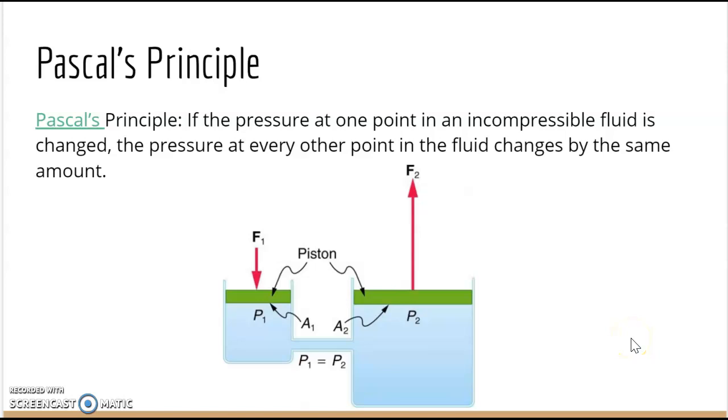All right, so it'd be remiss for me to introduce fluids and hydrostatics without mentioning Pascal's principle. What this principle says is that if we have an incompressible fluid, let's say an example would be a liquid, if the pressure at one point is changed, then the pressure at every other point in the fluid changes by the same amount, right?